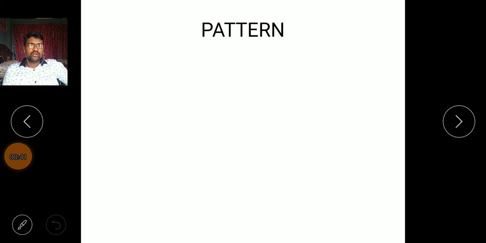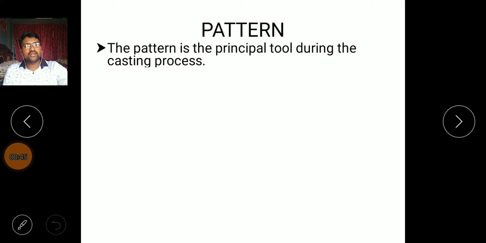Okay, coming to pattern. What is a pattern? The pattern is the principal tool during the casting process. What does principal tool mean? It is the main part in the casting process. Without this pattern, we cannot prepare the casting object. For that, we have to prepare the pattern as per the dimensions of the required object.